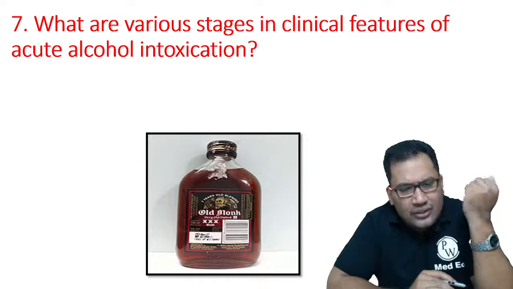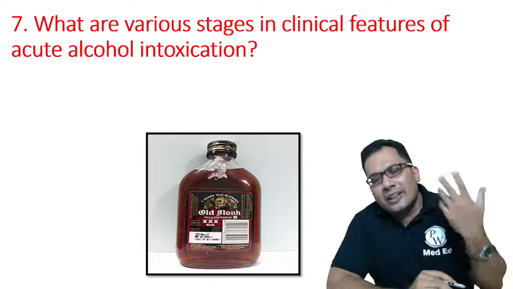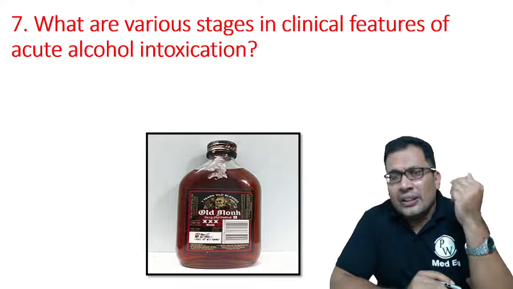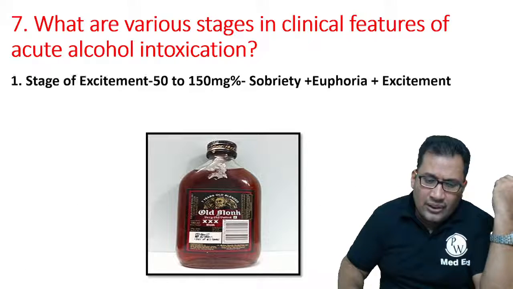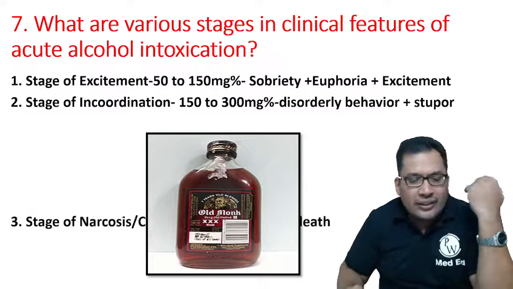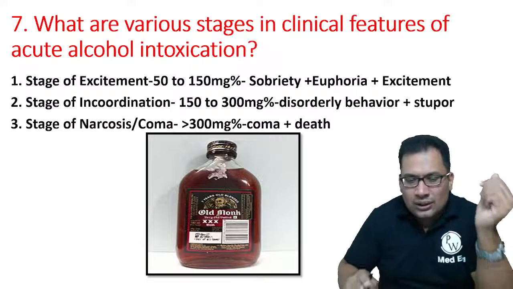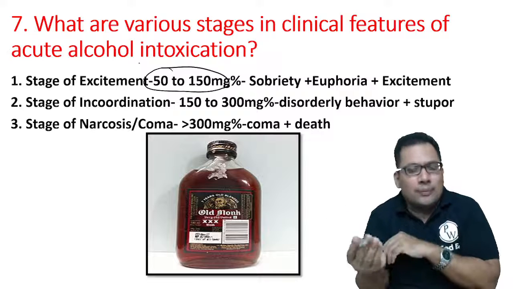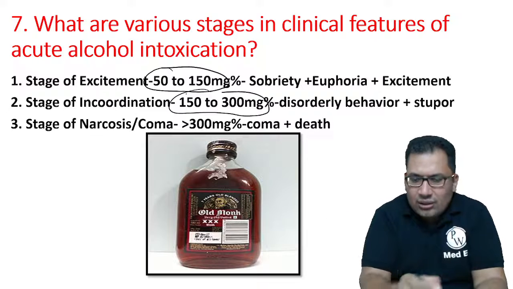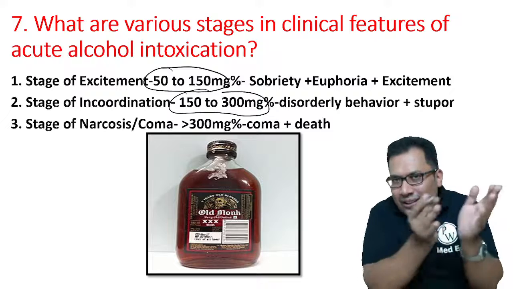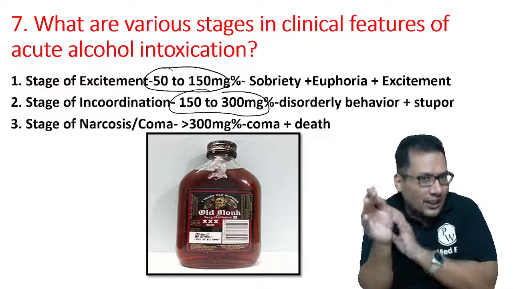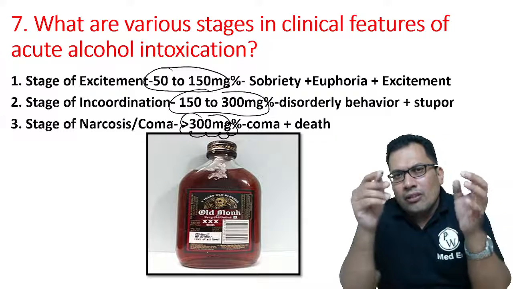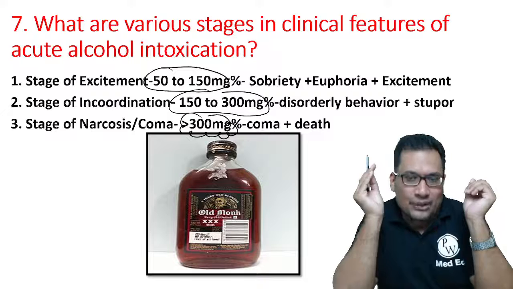Then the question can be asked: what are the various stages of clinical features of acute alcohol intoxication? There are three stages: stage of excitement, stage of incoordination, stage of narcosis or coma. At a blood level of 50 to 150, there can be excitement, euphoria. Incoordination, like a positive Romberg test, appears at 150 to 300 milligram. Stage of narcosis occurs when blood alcohol level is more than 300 milligrams.